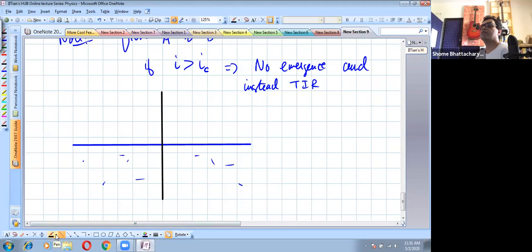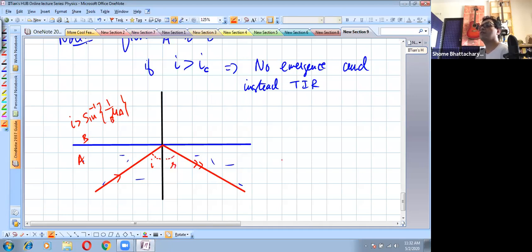So at some point of incidence, if our angle of incidence exceeds the critical angle for that pair of media, then instead of transmission into the other medium, this happens. But for this condition to occur, the angle of incidence has to be greater than sine inverse of 1 upon mu of A with respect to B, where this medium is A and this medium is B.